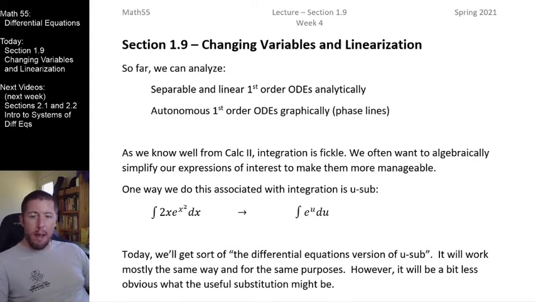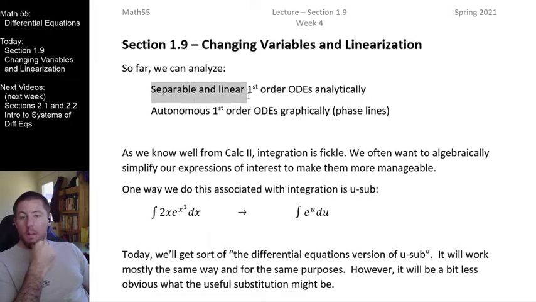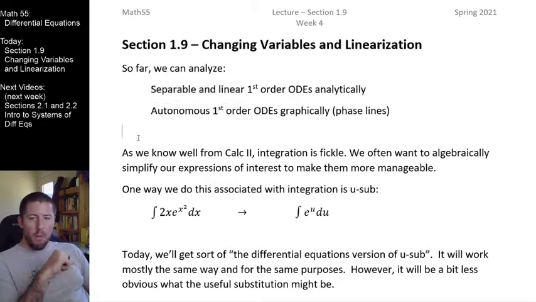So today we are wrapping up chapter 1: changing variables and linearization. So far, we can analytically solve, meaning we can come up with an explicit solution for y, maybe an implicit solution for y, where we can do the calculus, if the equation is separable or if it's linear, right? Those are the two scenarios we covered. Separable was section 1.2. Linear was last video, section 1.8.